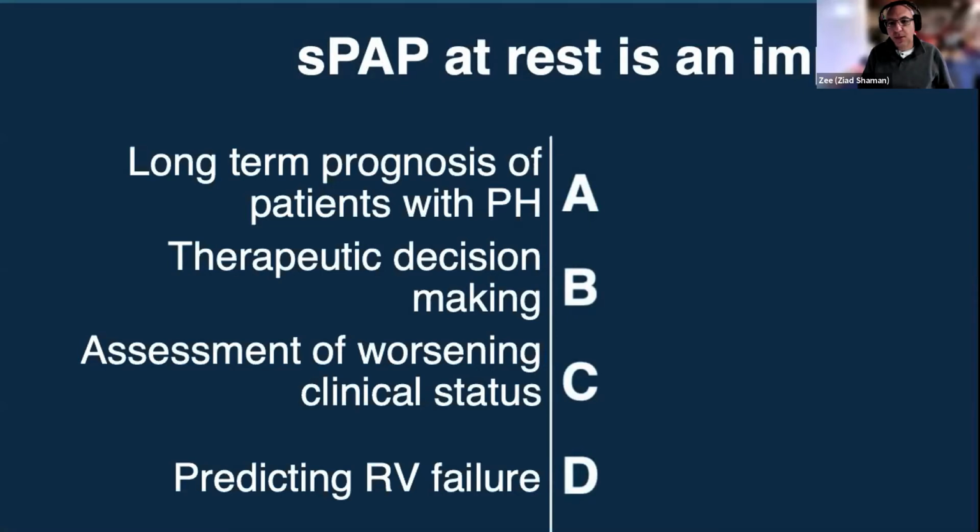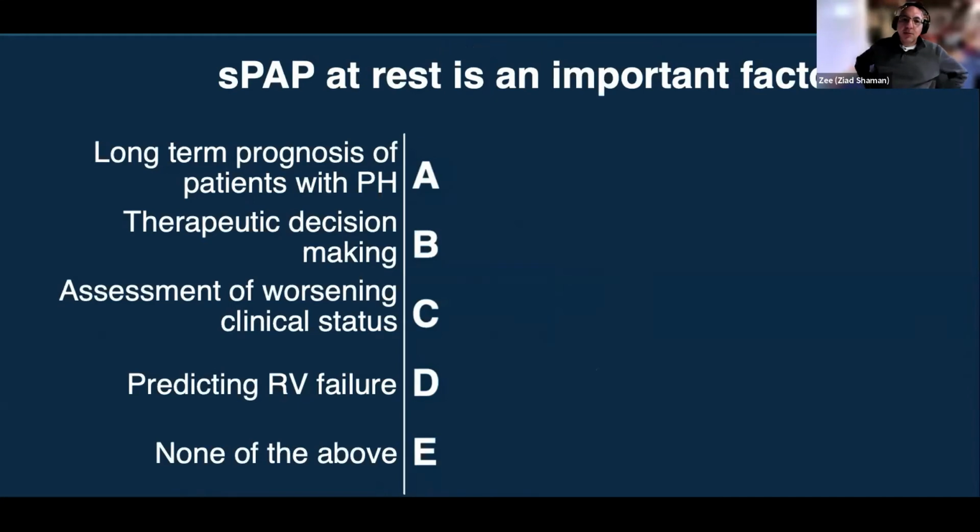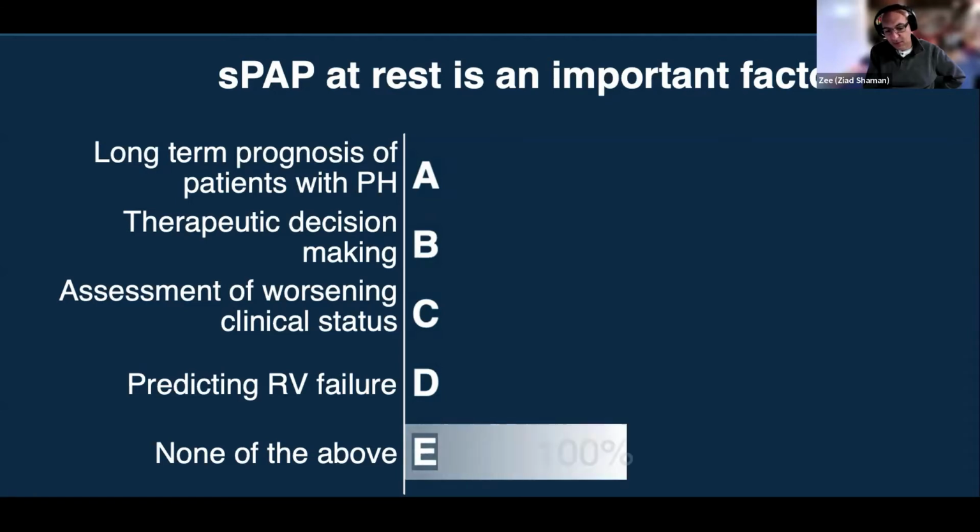Now, another question. The systolic pulmonary artery pressure at rest is an important predictor. So we're doing all of this to measure the systolic pulmonary artery pressure at rest. But what are we going to use it for? Is it important in long-term prognosis of pulmonary hypertension patients, therapeutic decision-making, who are you going to start on treatment and what are you going to do with the treatment, assessment of worsening clinical status, or in predicting people with RV failure? So it's updated now, or none of the above, of course.